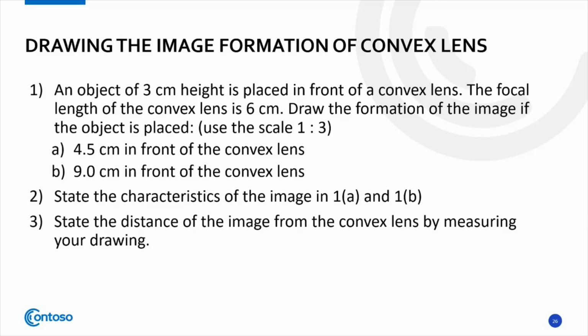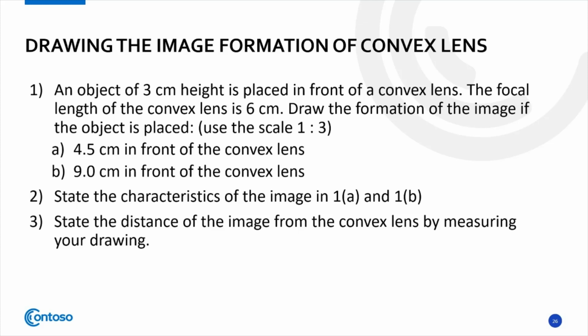In this part of the discussion, I will show you how to draw the formation of the image on a convex lens. An object of 3 cm height is placed in front of a convex lens. The focal length of the convex lens is 6 cm. Draw the formation of the image if the object is placed A. 4.5 cm in front of the convex lens, B. 9 cm in front of the convex lens.